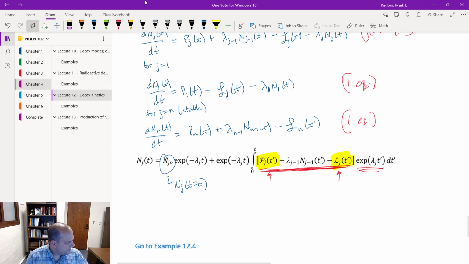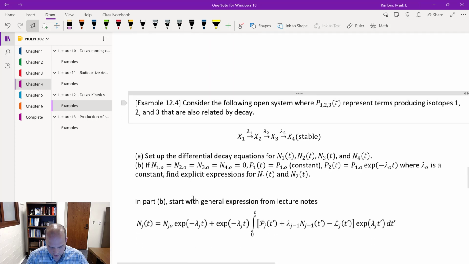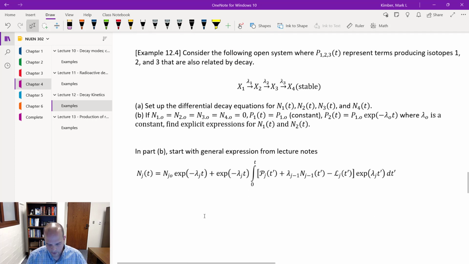Okay, let's go to our final example. In this case, we want to consider the following open system. We have production terms for 1, 2, and 3 represented down here in part B, but part A is just to set up those differential decay equations that we were just focusing on, and we supply the equation here that we were just looking at a minute ago. So part A is to set up those differential decay equations.